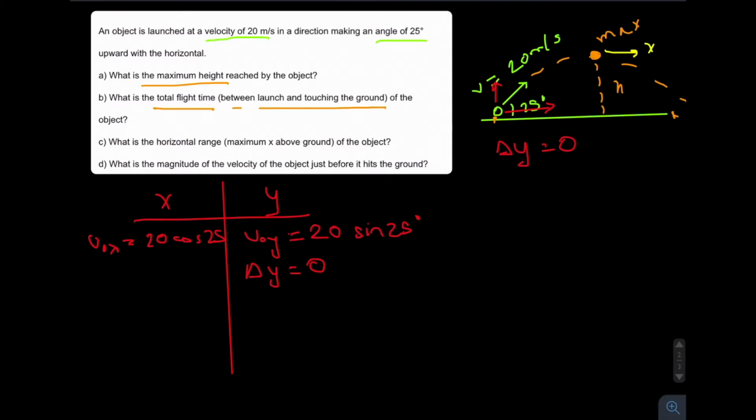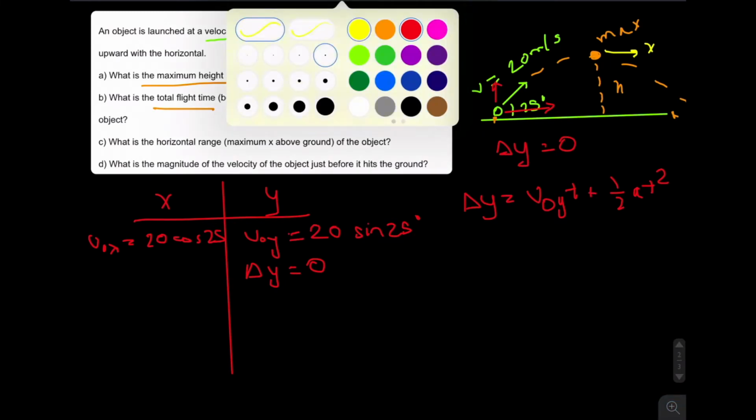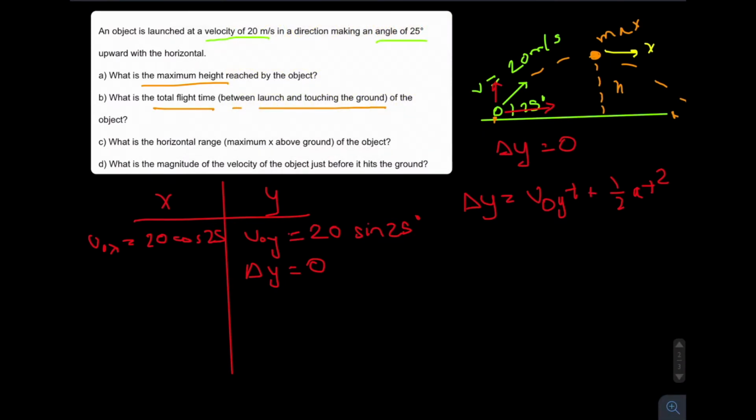And how do we do that? We use our delta y equals V0y t plus 1/2 a t squared. And remember, a will be our g here because we're talking about the y direction. So this will actually become negative, and I'm just going to have positive plus right now, but now let's work through it. So we got 0 here. We got 20 sine 25, or in other words, 8.45 t.